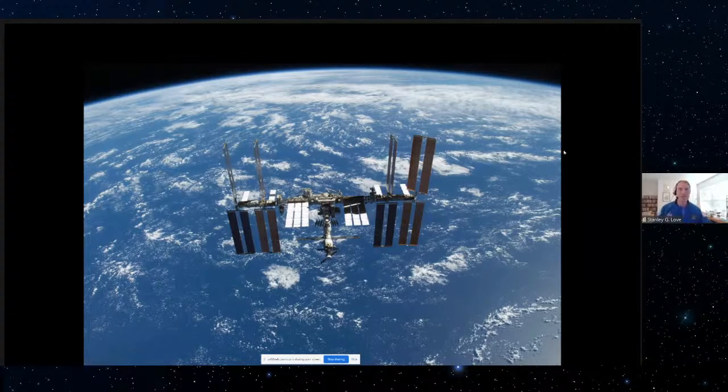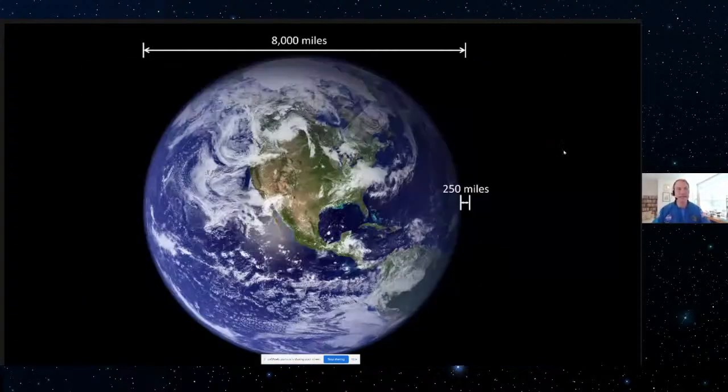The International Space Station orbits the Earth at a distance of about 250 miles. And this is a scale picture of what the Earth looks like. It's a ball 8,000 miles in diameter. And the space station is only 250 miles up. Some people have the idea that it's like halfway to the moon or something like that. Nope, it is just barely above the atmosphere.